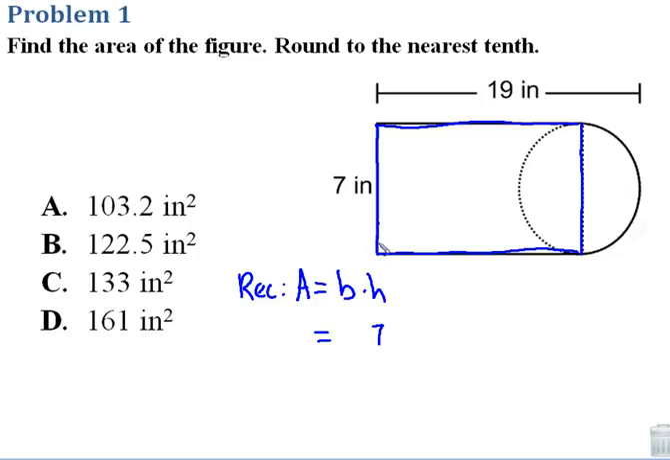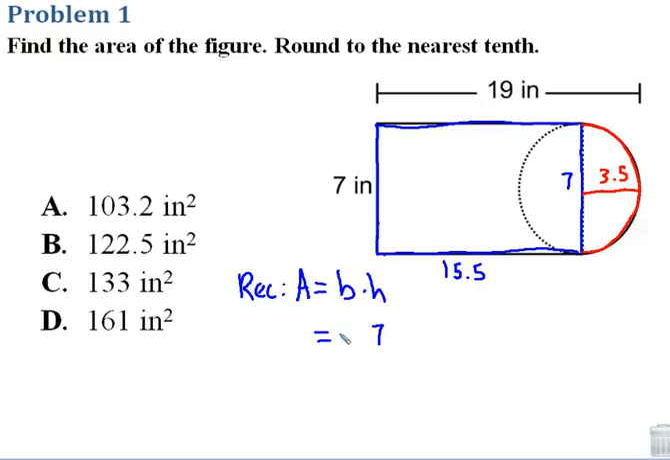To do that, this 7 on the left side, since we're assuming this is a rectangle, I can drag it over to the right side and say that's the diameter of my circle. Which means for this half circle here, if the diameter is 7, the radius is going to be half of that, 3.5. So my base then will be the 19 minus 3.5, which will be 15.5.